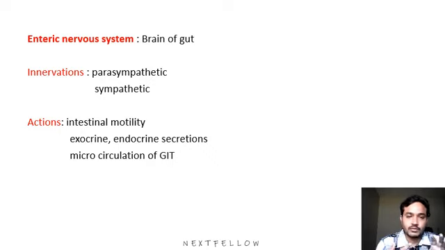So here the MCQ focus is what is the brain of the gut. It may be thought to be the sympathetic nervous system. They will give options like sympathetic, parasympathetic, enteric. The brain of the gut is the enteric nervous system.